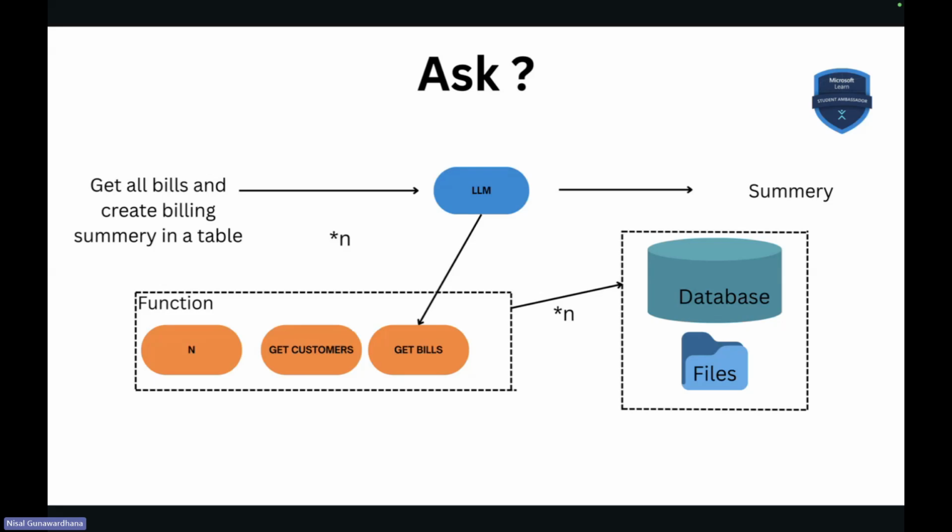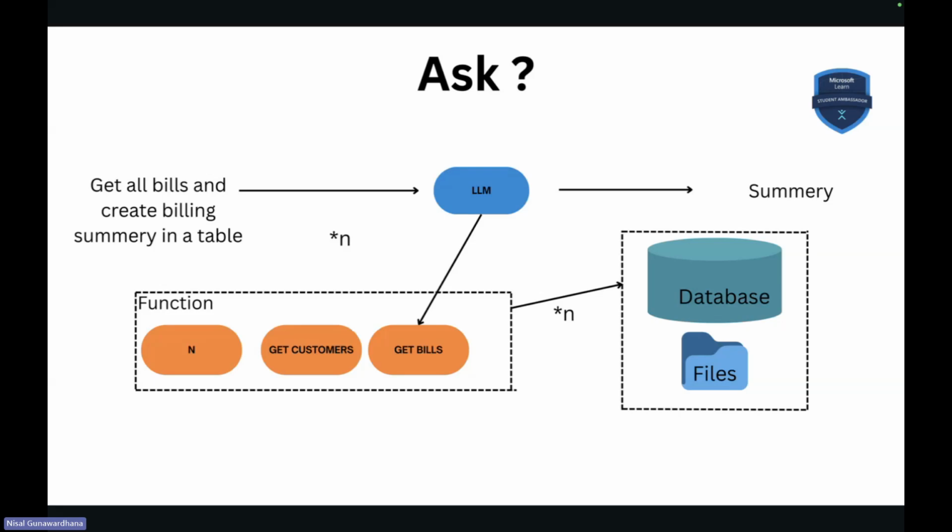So before MCP, we were using this flow, right? When we ask to get all bills and create a billing summary in a table, the LLM triggers the function or a tool, just a function, and that function connects with the database and can retrieve billing data from the database. And after retrieving those things, the LLM can make a proper summary.